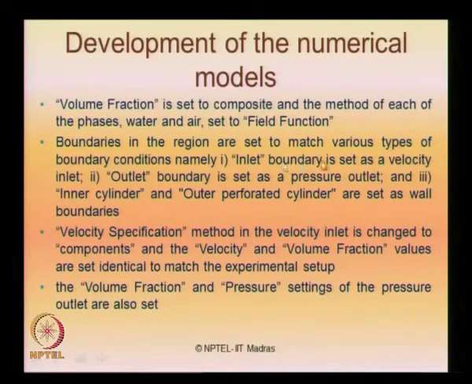Inlet boundary is set as velocity inlet, outlet boundary is set as a pressure outlet, and inner cylinder and outer perforated cylinder are set as wall boundaries. The velocity specification method in the velocity inlet is changed to components, and the velocity and volume fraction values are set identical to that of the experiments. The volume fraction and pressure settings of the pressure outlet are also set accordingly in the numerical study.